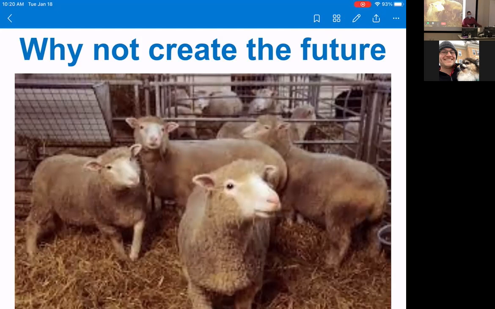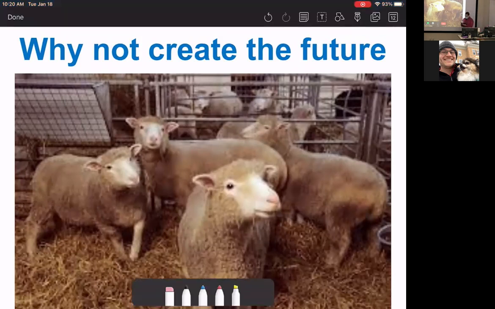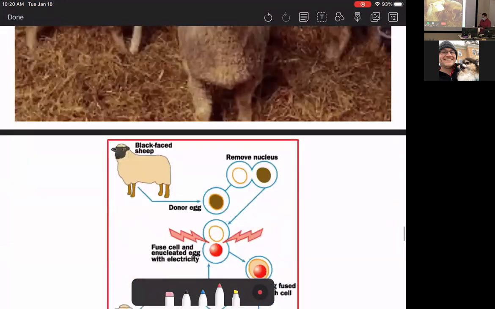Now, fair warning on all this stuff. We're not 100% good at cloning. It is possible. We're not perfect. So Dolly the sheep, this happened when I was a kid, and it was a big deal. First clone sheep ever to exist, first clone mammal to ever exist.